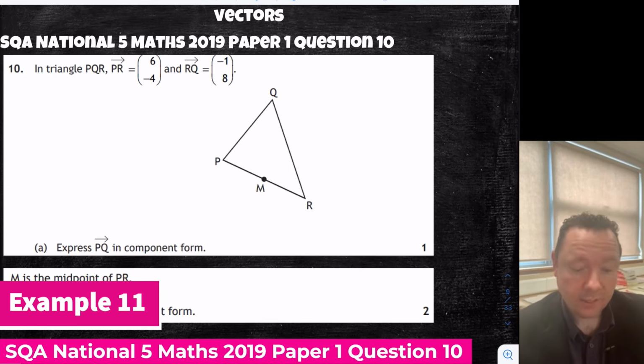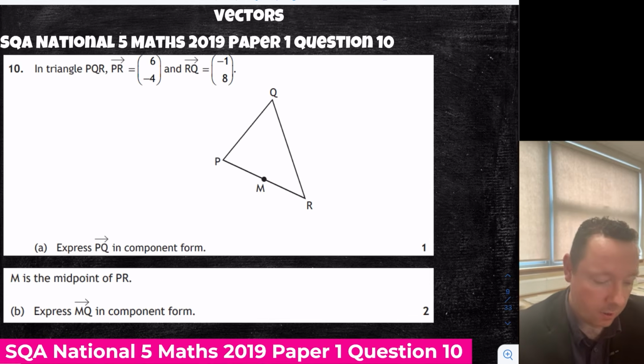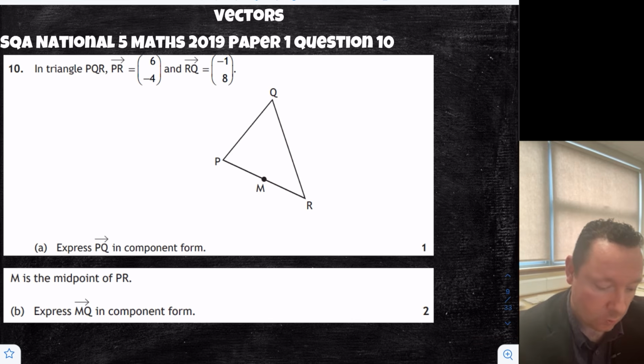SQA National 5 Maths 2019, paper 1, question 10, some vectors here. It says in triangle PQR, PR is (6, -4) and RQ is (-1, 8). Express PQ in component form. So P to Q is going from here to here.